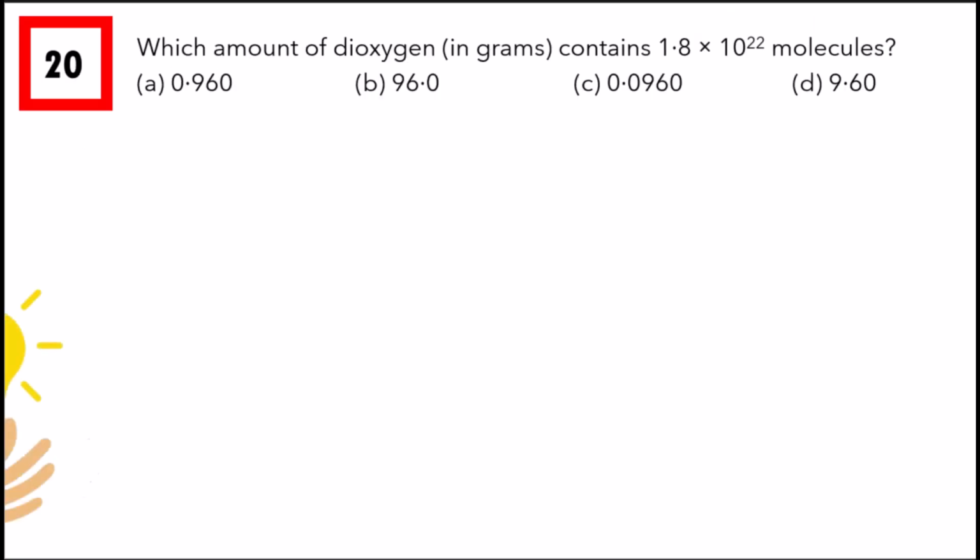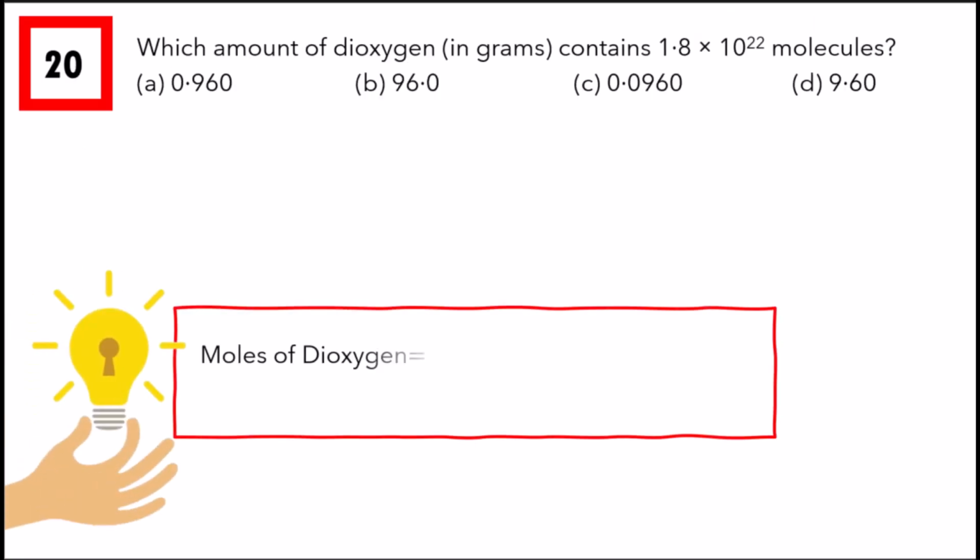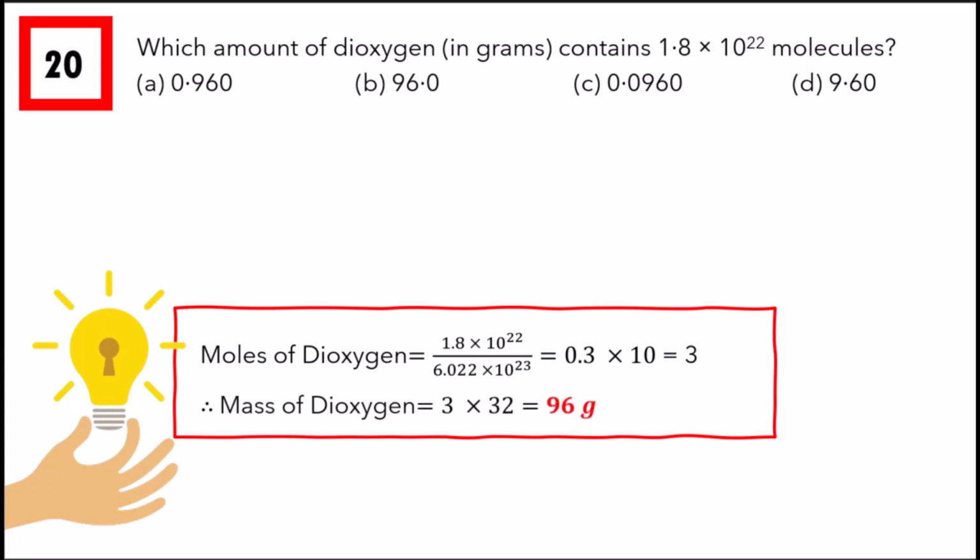The number of molecules is given, so it's very simple. From the molecules, we have to convert it into moles, and we get 3 moles. Once you get the moles, then the mass is very easy, mole times molar mass. So we get 96 gram, that is option B.